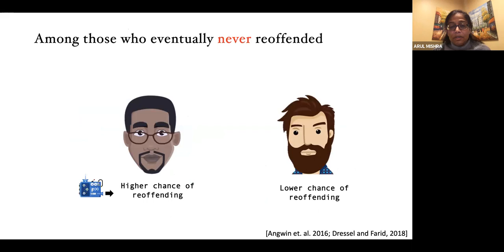And it was found that if you look at one group of defendants who actually never reoffended, and we look at algorithmic predictions for them, and one of the algorithms that was used for this, what the algorithm did was it ended up predicting a lower chance of reoffending for white defendants, but a higher chance of reoffending for Black defendants. And for some of you familiar with the confusion matrix, this would be very high. It was almost double for a higher chance of reoffending. So this would be a high false positive rate.